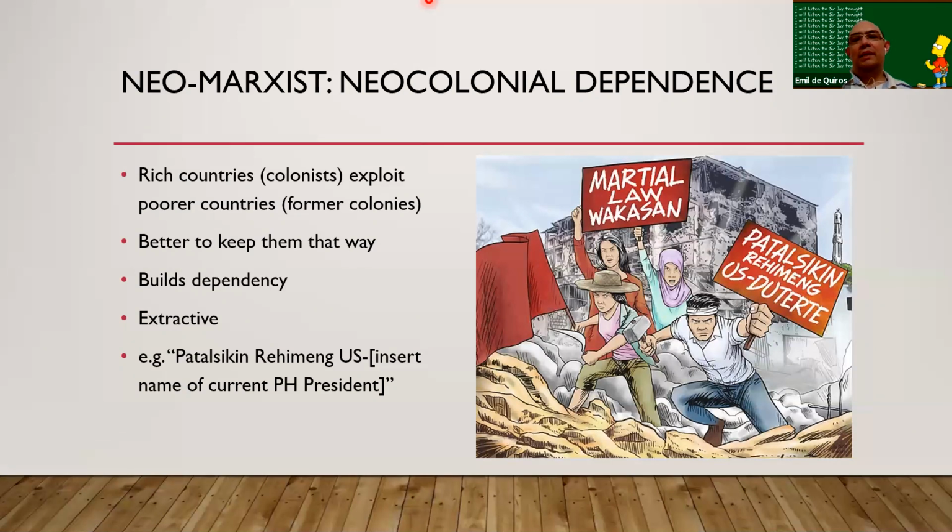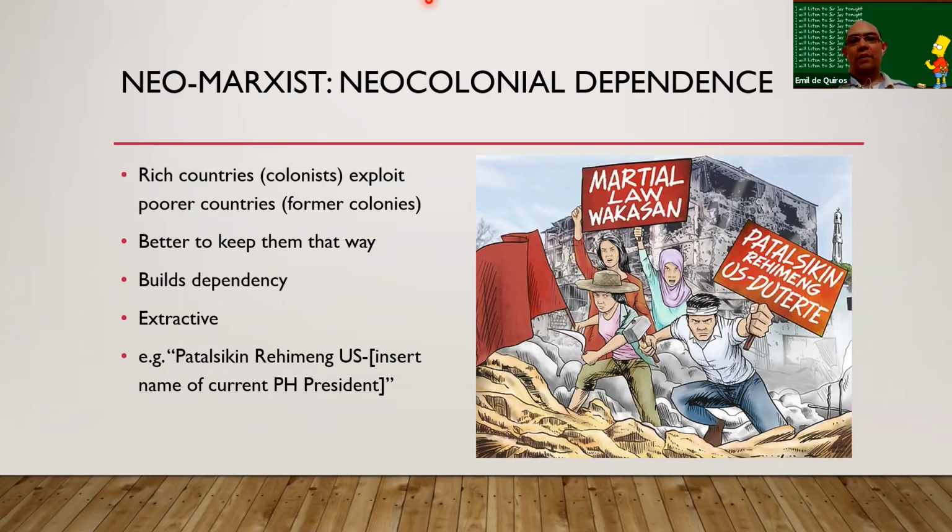So now there's a neo-Marxist theory. It's called neo-colonial dependence. Remember, Marxist was all about exploitation. So here the analogy is it's no longer rich capitalists exploiting the poor workers. It's actually rich countries, usually former colonists like the US, Spain, France, in the case of some African countries, exploiting the poorer countries like the Philippines, the former colonies. So that's the reason why it's connected to Marxist thinking. It's the same exploitation angle, but applied to countries.